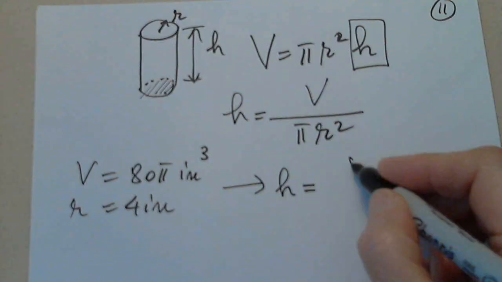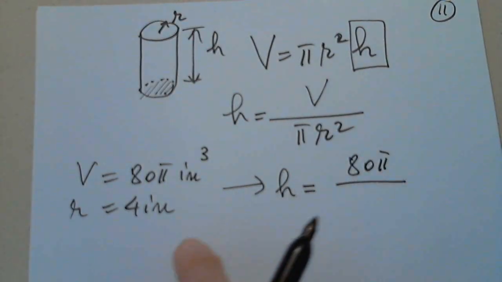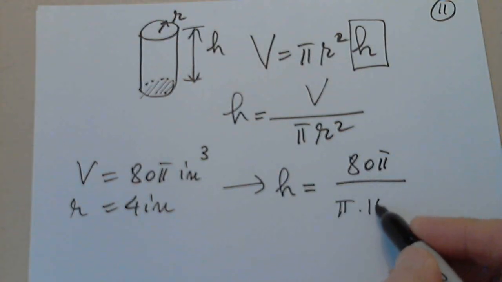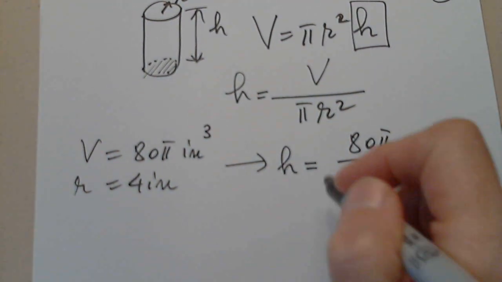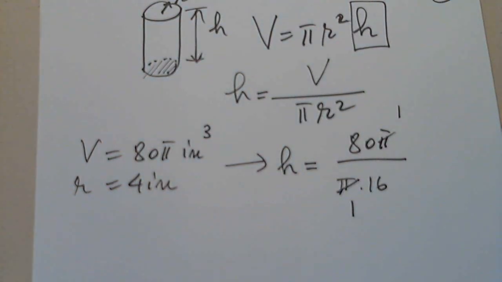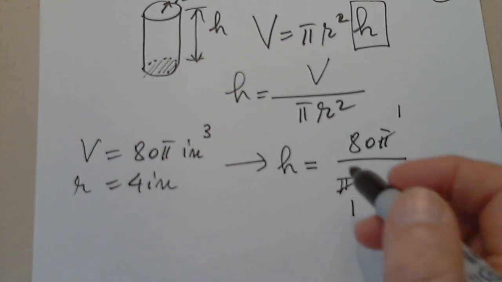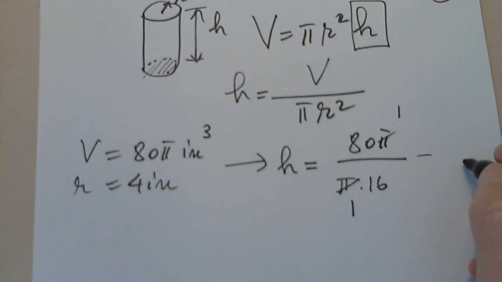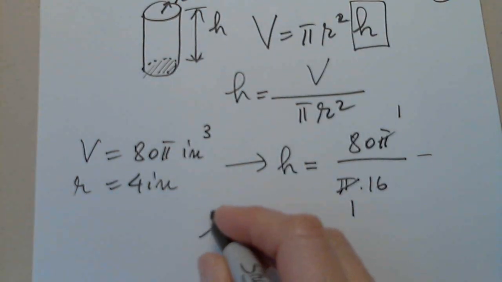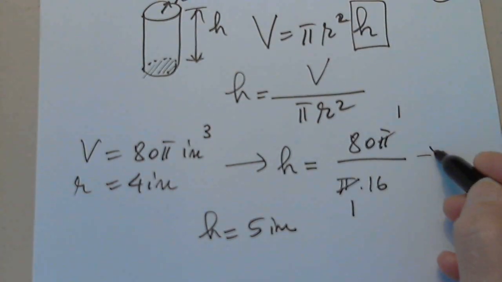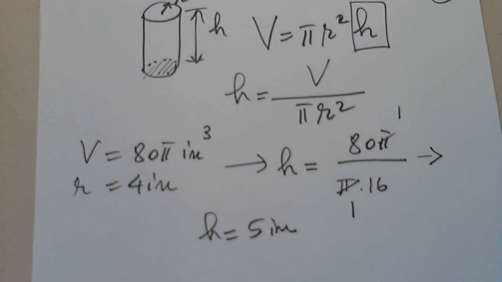I have the numerator, which is 80 pi. I have the denominator, which is pi r squared, and r squared is 16. These are all factors. I am allowed to simplify a factor of pi from the top and a factor of pi from the denominator. And when I divide 80 by 16, do not write equals here. This is an equation. So then h equals 5 inches. You can put an arrow if you want, but not an equal symbol.